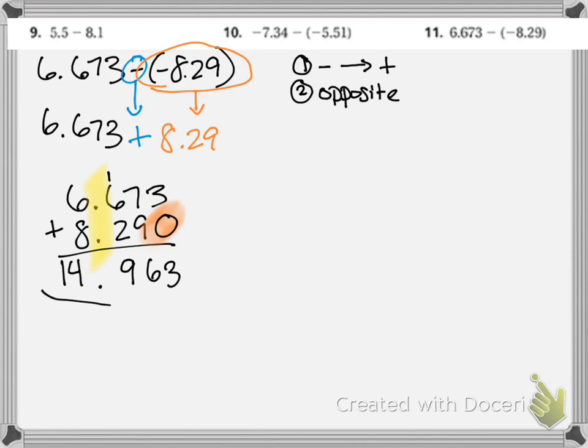All right, so as you can see, even I make mistakes sometimes, but the nice thing is that I caught it. So my answer is 14.963, or you could say 14 and 963 thousandths.